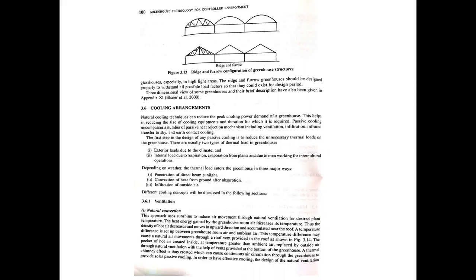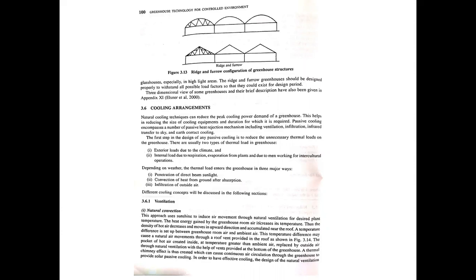So in this introduction, they have told us that natural ventilation is a good method for cooling the greenhouse. It depends on the various equipment, various personnel living in it, various instrumentation, filters, and material used in the greenhouse structure. So these are the various factors affecting the cooling system. They have told us the usual two types of thermal load in greenhouses: first is exterior load due to the climate, and second is internal load due to the respiration, evaporation from plants and due to manual working for intercultural operations.